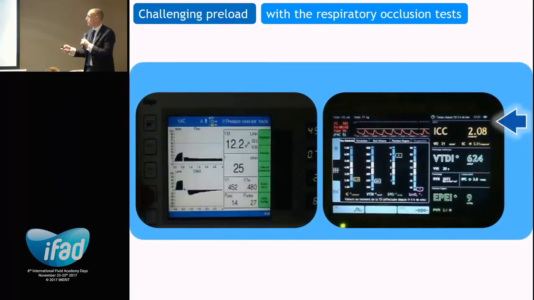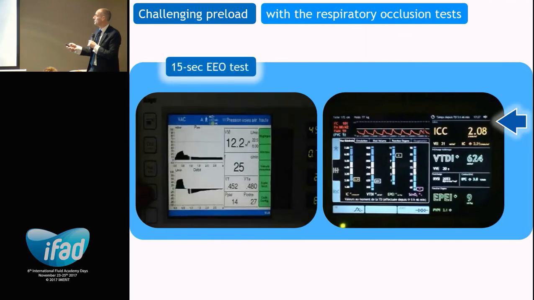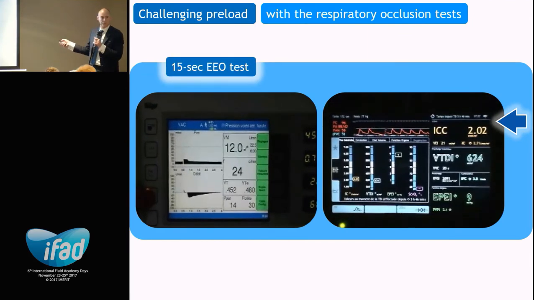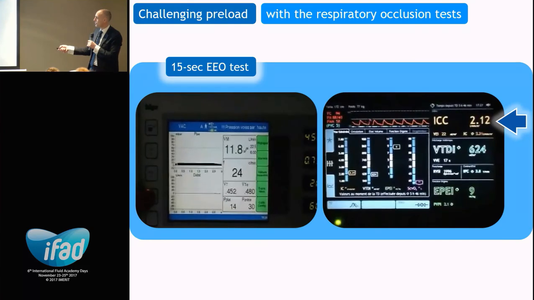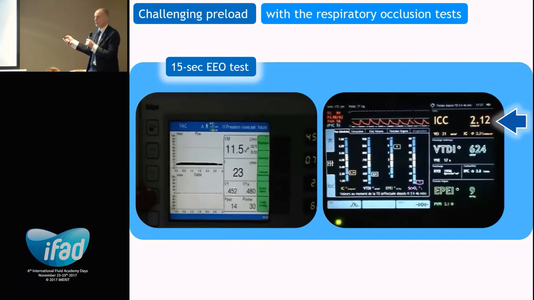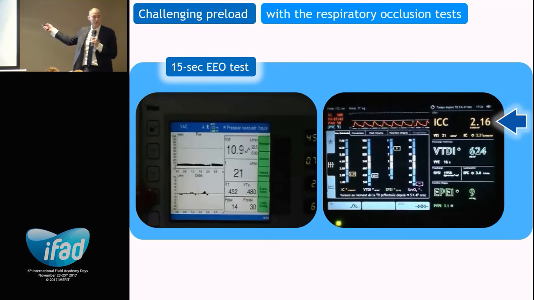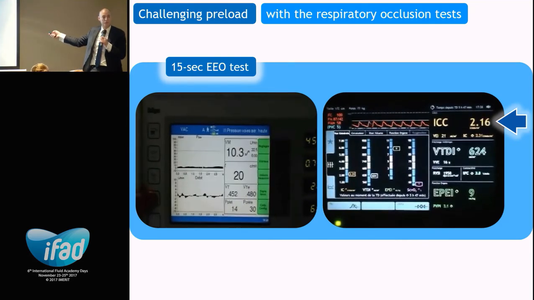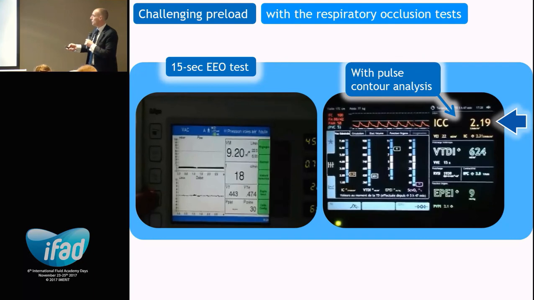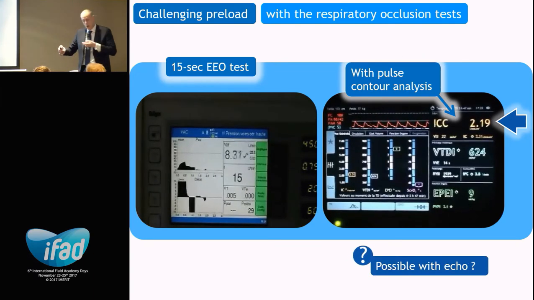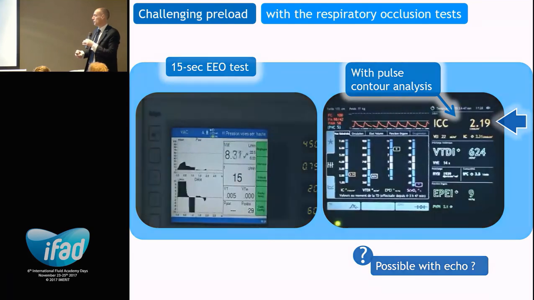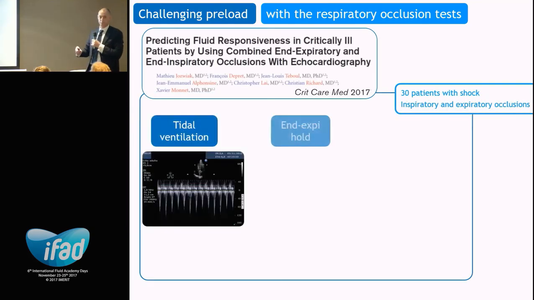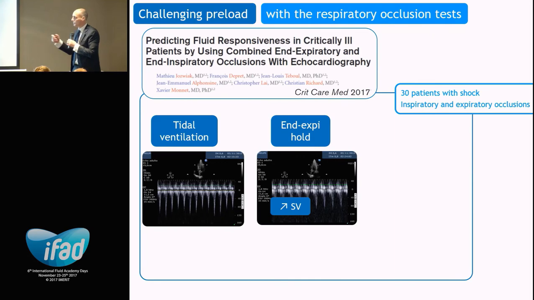It's very easy to assess that if you have a continuous measurement of cardiac output. You stop mechanical ventilation at end expiration and look at the changes in continuous cardiac output displayed on the screen, so it's very easy to do. How is it possible to do so with echocardiography? Now, you know, we will look for changes in VTI. This is what we assessed in this study with Mathieu Jozwiak a few years ago. It's been published at the beginning of this year.